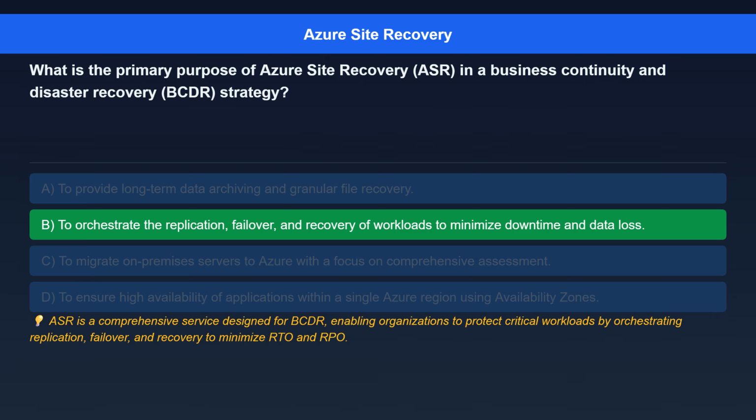The correct answer is to orchestrate the replication, failover, and recovery of workloads to minimize downtime and data loss. Here's the explanation. ASR is a comprehensive service designed for BCDR, enabling organizations to protect critical workloads by orchestrating replication, failover, and recovery to minimize RTO and RPO.